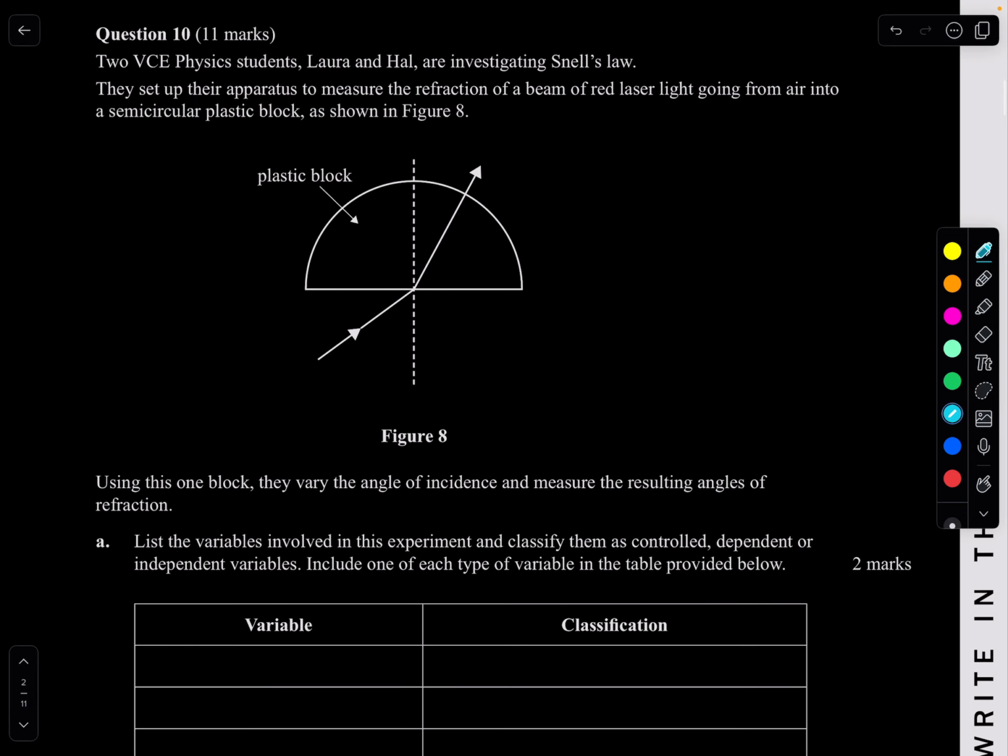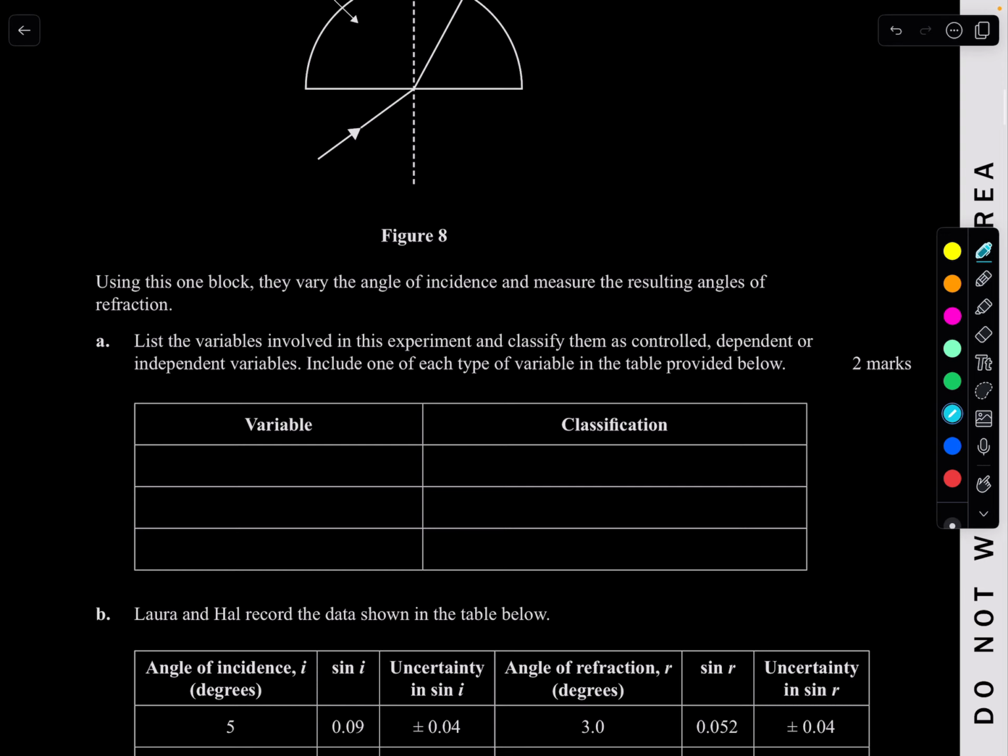Question 10. Two VCE physics students, Laura and Hal, are investigating Snell's law. They set up their apparatus to measure the refraction of a beam of red laser light going from air into a semicircle plastic block, as shown in figure 8. Using this one block, they vary the angle of incidence and measure the resulting angles of refraction. List the variables involved in this experiment and classify them as control, dependent, or independent variables. Include one of each type of variable in the table provided below.